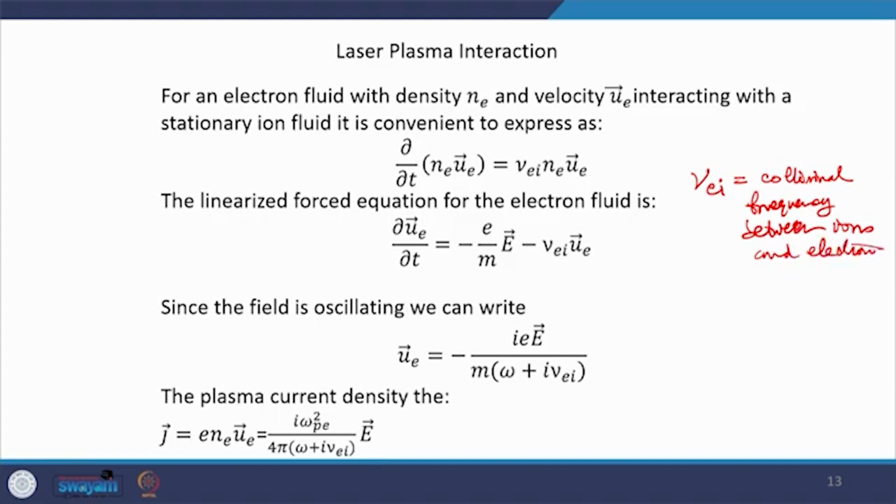Now, we can use the force equation for the electron fluid, which you can write as ∂u/∂t equal to minus eE/m, where small e is the charge of the electron, small m is the mass of the electron, and capital E is the electric field, which is basically supplied by the laser light. Since this electric field is oscillating, we will assume that the velocities are also oscillating.